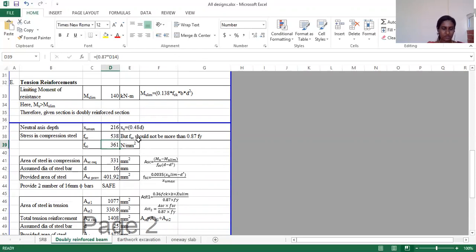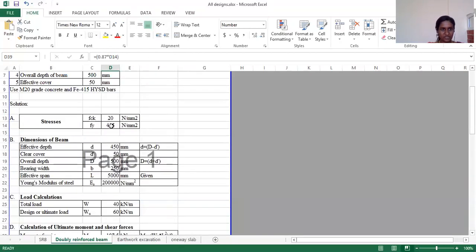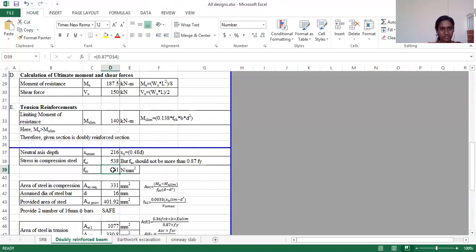But according to code, fs should not be more than 0.87 fy. You check for it. So substitute here 0.87 into fy. fy is 415, so it is D14, which is 415. So find out that, and you'll get the value of 361. So fs should be 361. It is limited to 361 because the fsc value should not be greater than 0.87 fy according to code.